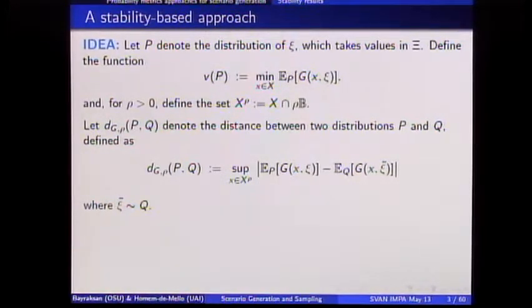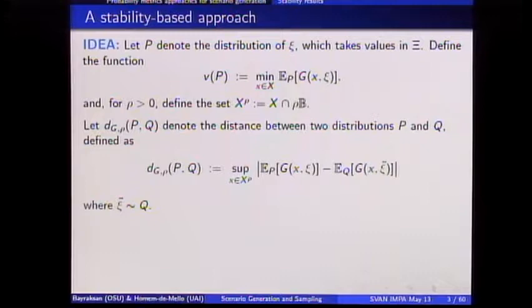So I have a V of P, and let's define this set here, X rho, which is just taking X intersect with a ball of size rho. We're going to see in a second why we need this, but you sort of look at limited versions of X. Of course, as you grow rho, you probably end up covering the whole X, but here you guarantee that things are bounded.